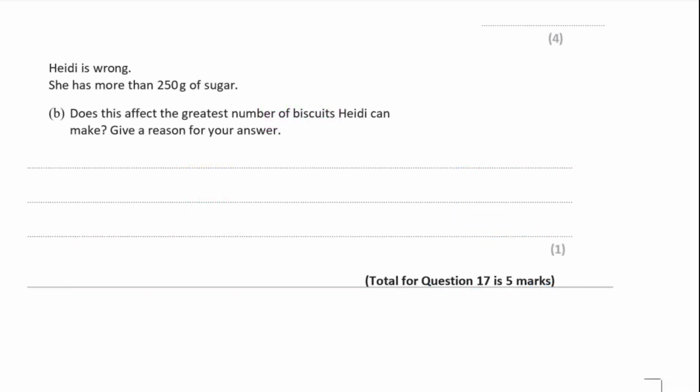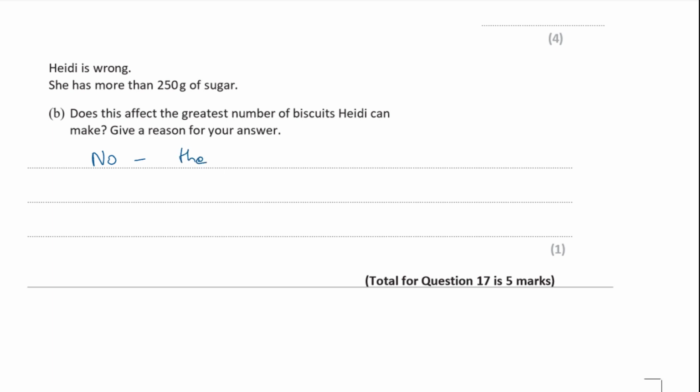Hold your horses. I thought we were done, but no, Heidi is wrong. She has more than 250 grams of sugar. Does this affect the greatest number of biscuits Heidi can make? No, it's not going to make any difference at all, is it? The limiting factor was flour, not sugar. So even if she's got like a bazillion grams of sugar, she's not going to be able to make any more biscuits, is she? So does it affect the number of biscuits that Heidi can make? No.